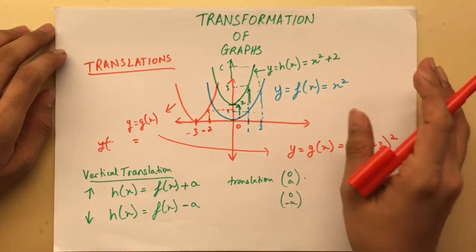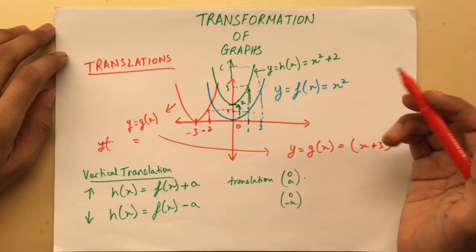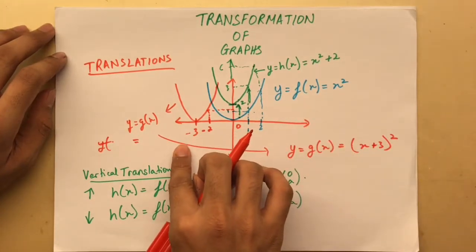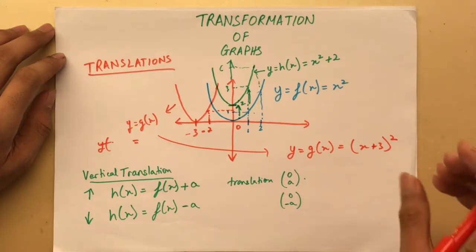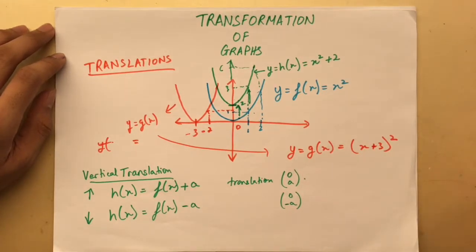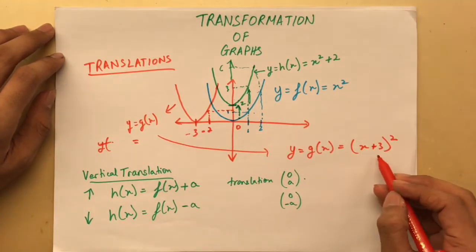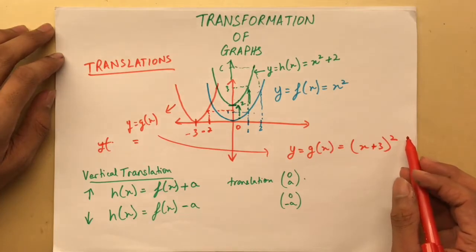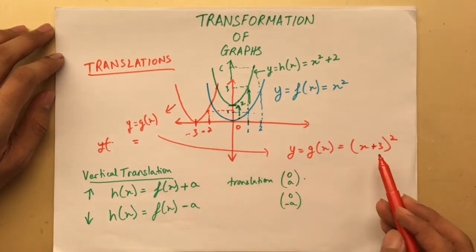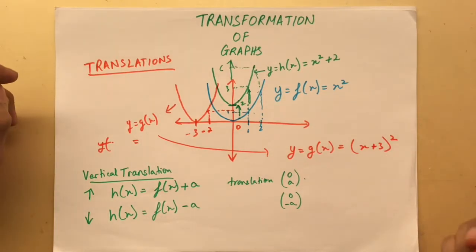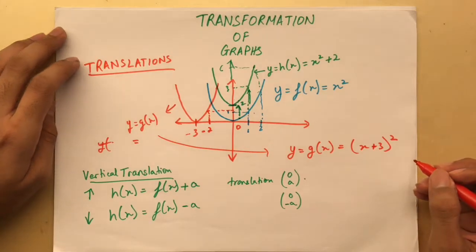So if you notice, what we're doing is adding 3 to the input. So when we want to move it to the left, I'm just going to write it over here. We want to add 3 to the inputs and then go through the function. And so we get x plus 3 squared. So if you input minus 3, you would get 0. If you input minus 2, you would get 1. And so when we move to the left, we're adding 3.